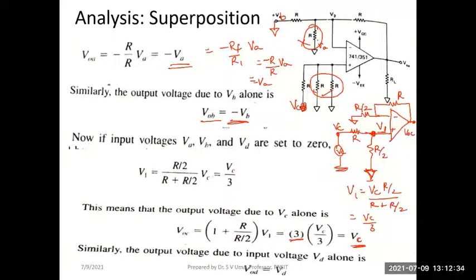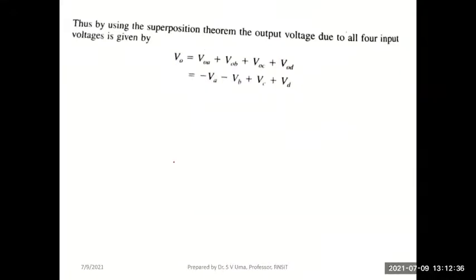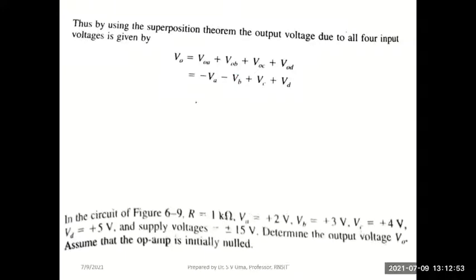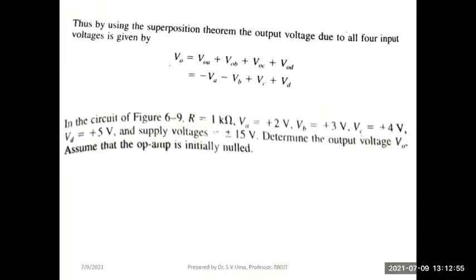Hence, according to superposition, what will be the final output voltage? Sum of the output voltages due to the individual input signals, VOA plus VOB plus VOC plus VOD. Each value we have already found, you simply add. Hence, you have proved that the output voltage in this circuit is as shown. Okay.